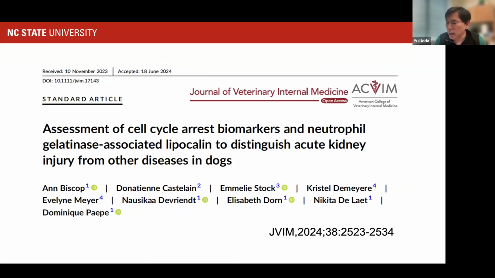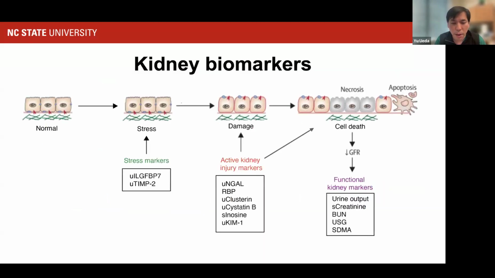Before I jump into this paper, I'm going to quickly review the kidney biomarkers. As you all know, there are so many kidney biomarkers. Some of them we use in clinical settings, and some are based on research investigations. But all of these biomarkers can be categorized into three types: functional kidney markers, active kidney injury markers, and stress markers. And stress markers are the main ones we are going to talk about today.